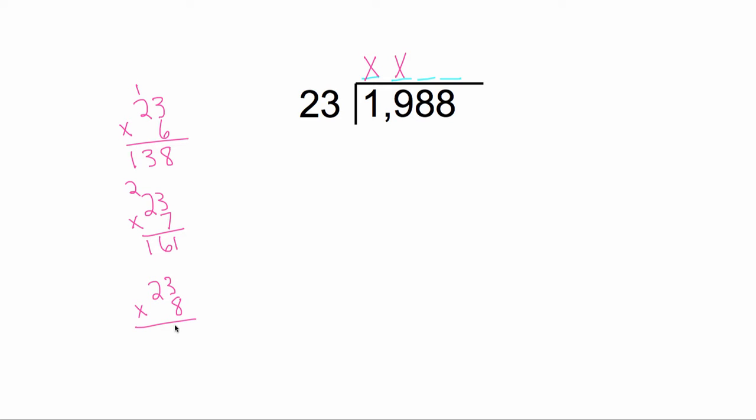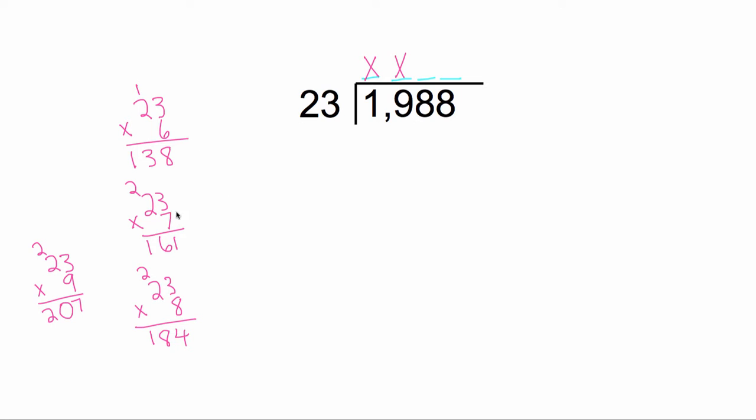3 times 8 is 24, carry the 2. We have 16 plus 2 is 18, so 184. That's as close as I'm going to be able to get. If I went to 9, 9 times 3 is 27, carry the 2. 18 plus 2 is 20. So 207 is too big.